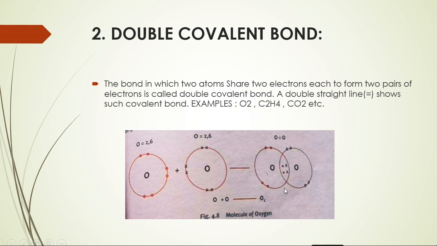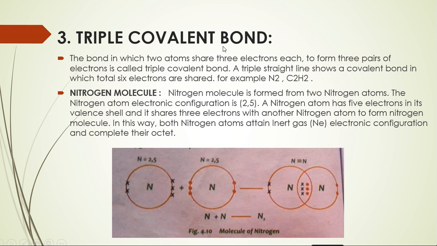Is it clear? Now triple covalent bond: the bond in which 2 atoms share 3 electrons each to form 3 pairs of electrons is called triple covalent bond. A triple straight line shows a covalent bond in which a total of 6 electrons are shared. For example, nitrogen molecule, and this is ethane.